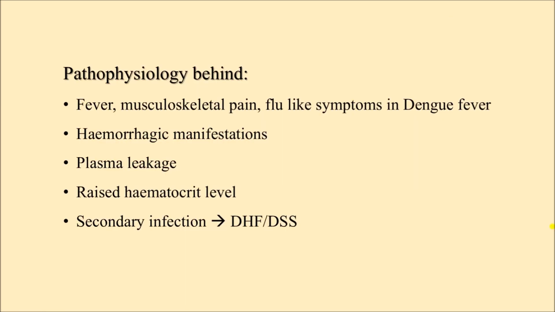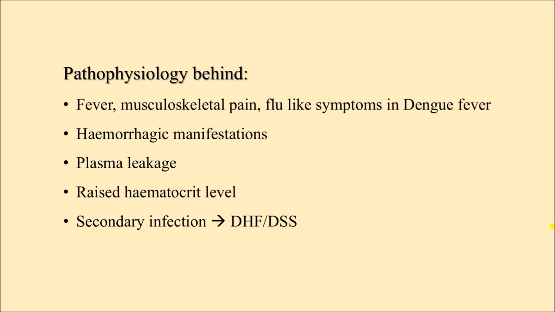To summarize, today we have learned the different pathophysiological mechanisms behind the clinical features in dengue. For example, why we have fever, musculoskeletal pain and flu-like symptoms in dengue fever, which is because of the release of cytokines and interference from the lymph nodes. Also, we learned why we have hemorrhagic manifestations and what the different hemorrhagic manifestations are. If you remember, this occurs due to thrombocytopenia, and we learned why we have thrombocytopenia in dengue.